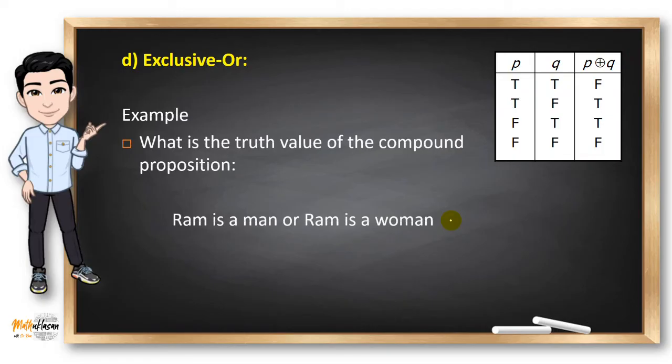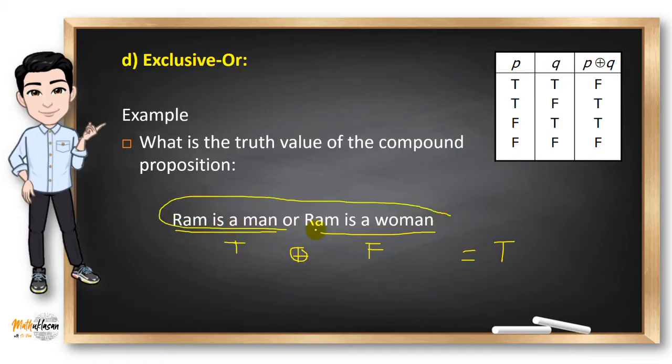For example, what is the truth value of the compound proposition Ram is a man XOR Ram is a woman? Assuming that I am Ram, so Ram is a man is true. And Ram is a woman is what? Yes, it's false because Ram is a man is already true, right? So T XOR F is equal to what? True. So the truth value of this compound proposition is true, according to this table, right?